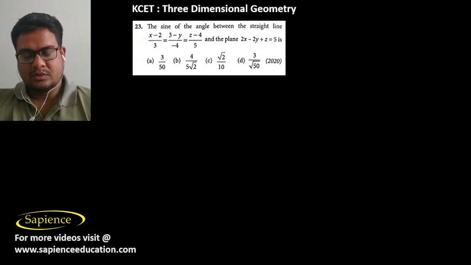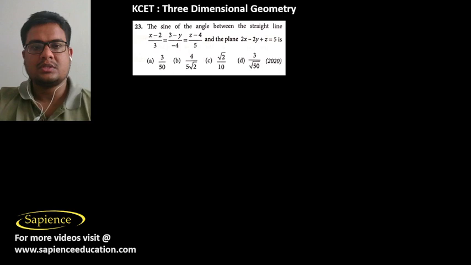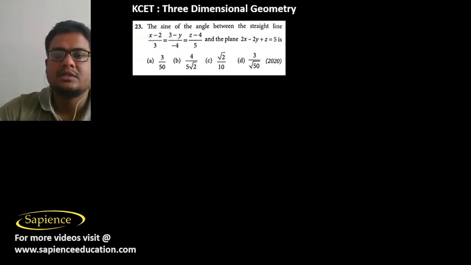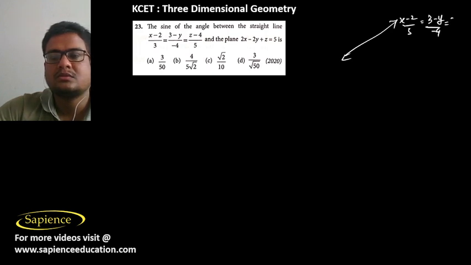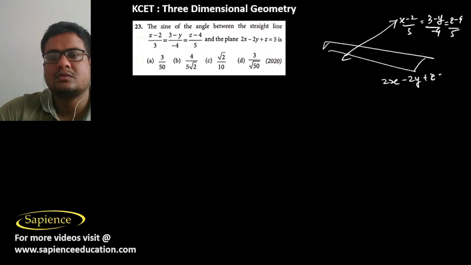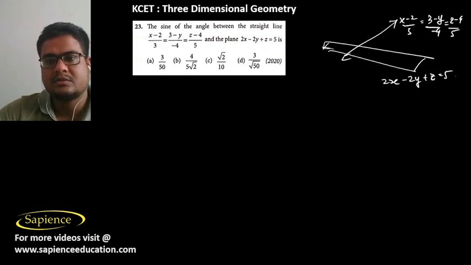Then in question number 23, it is told to find the sine of the angle between the straight line (x minus 2) by 3 equal to (3 minus y) by minus 4 equal to (z minus 2) by 5, and the plane 2x minus 2y plus z equal to 5. So we need the sine of the angle between this straight line and this plane.